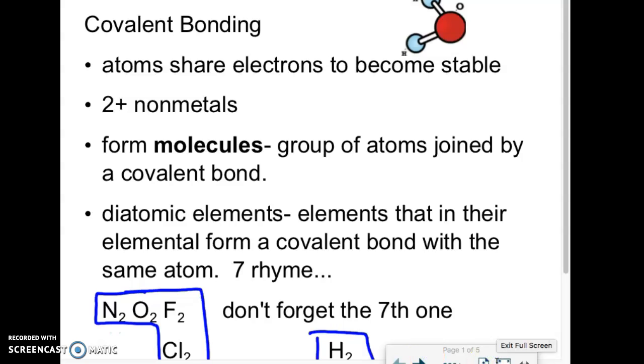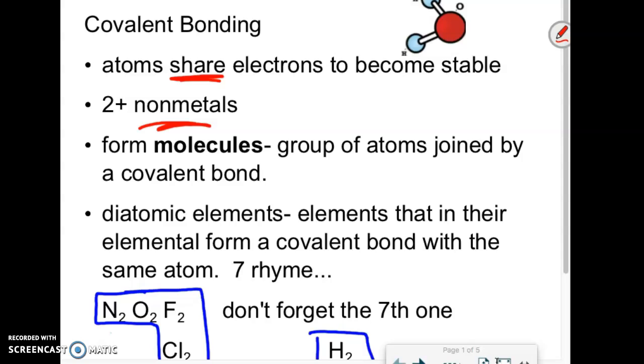All right, so now we're going to be talking about covalent bonding, and what's really nice is covalent bonding is a lot easier to name and write formulas for than ionic bonding. So in covalent bonding, atoms share the electrons to become more stable, okay? So they're sharing. Before, ionic was transferring, so that's one big difference. And in covalent bonding, we're talking about all nonmetals.